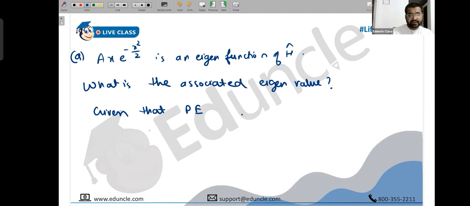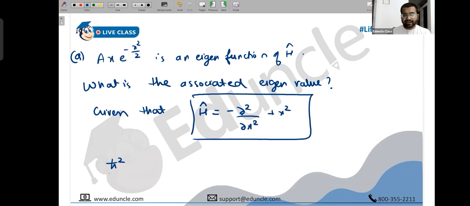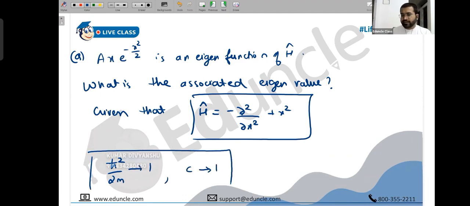I will directly write this. Given that the Hamiltonian operator, basically this H cap, is minus h square upon 2m del square by del x square plus c x square. This is the Hamiltonian operator they have given us. Basically, they have said the value of h square upon 2m tends to 1, and the value of c also tends to 1. So the Hamiltonian operator becomes this. The options are A, B, C, D: 1, 2, 3, 4. So let's solve this.